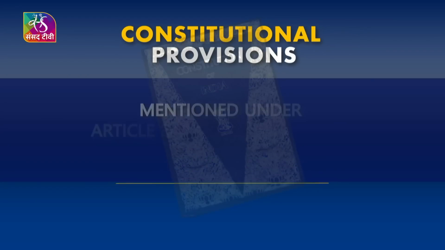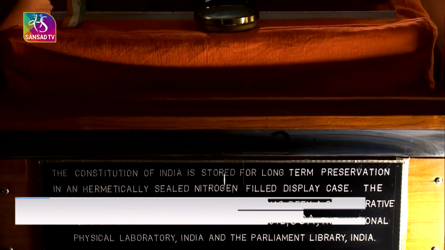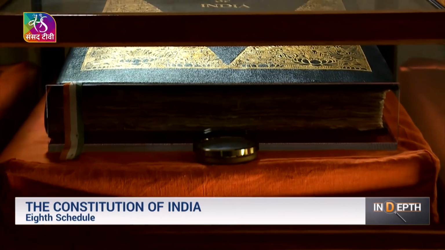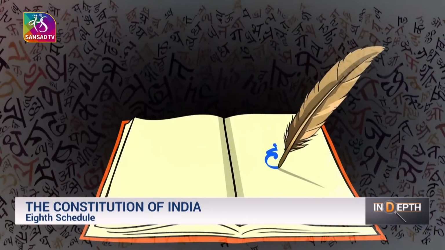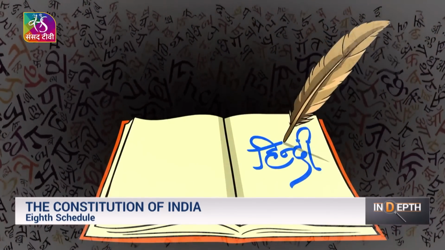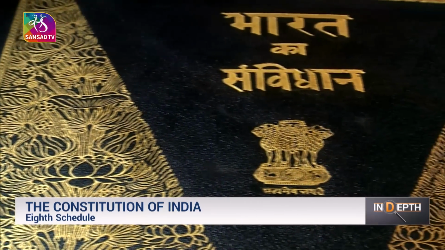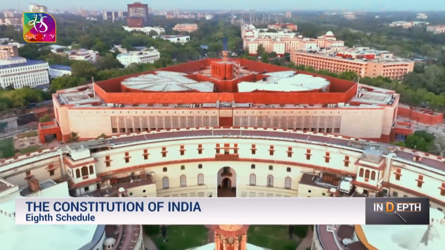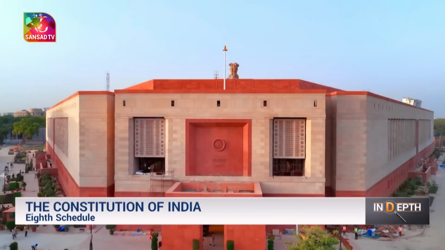The 8th schedule is mentioned under Article 344 and Article 351 of the Constitution. While Article 344 lays down the establishment of a commission to recommend languages to be included in the 8th schedule, Article 351 emphasizes the development of Hindi language as a medium of expression in the Union government while respecting the linguistic diversity of India. The inclusion of a language in the 8th schedule grants its recognition for the purposes of official use in the Union government and states.